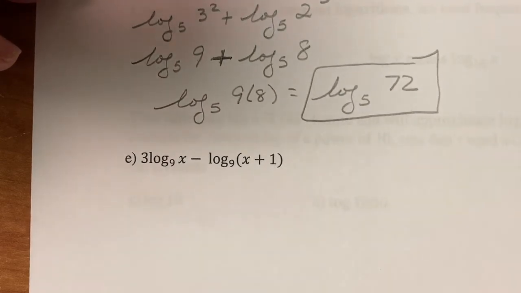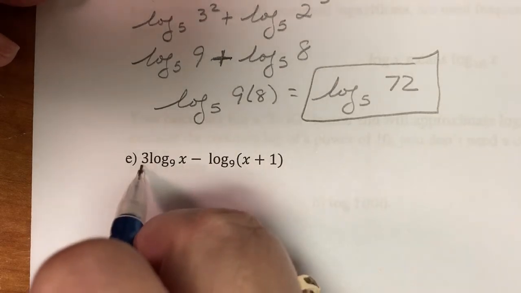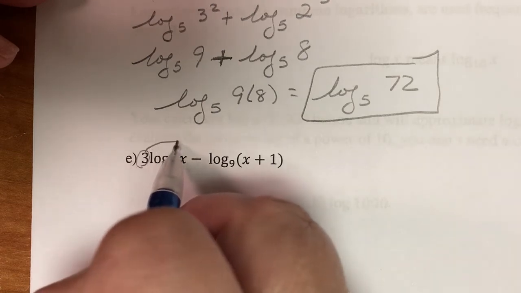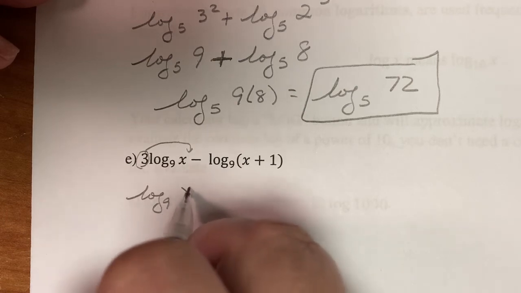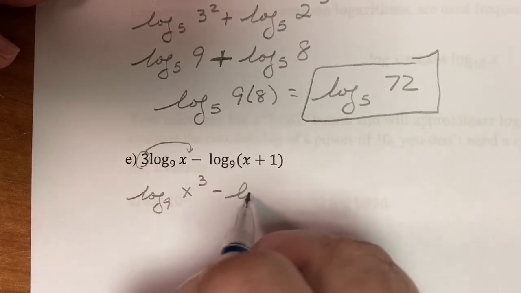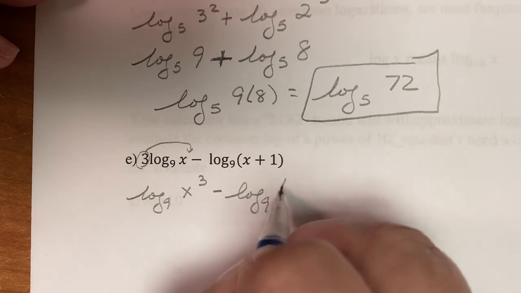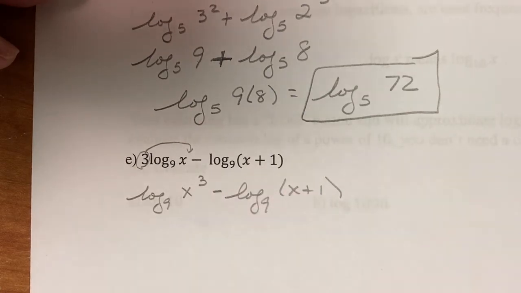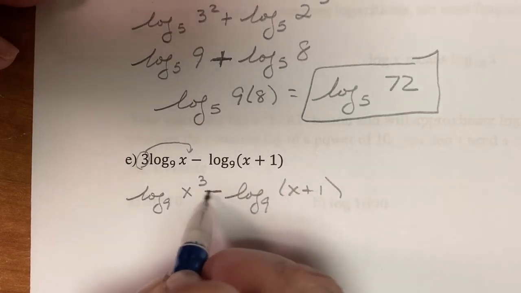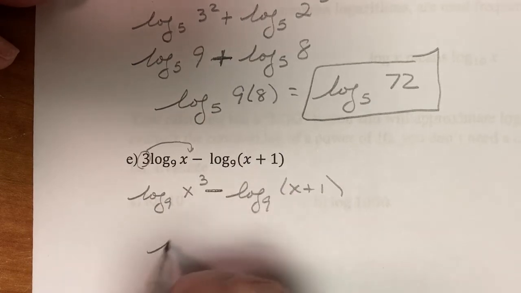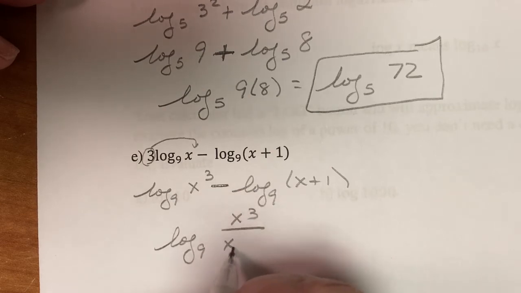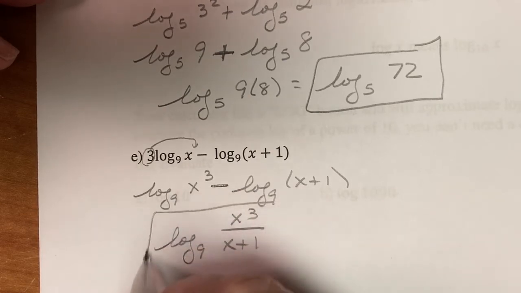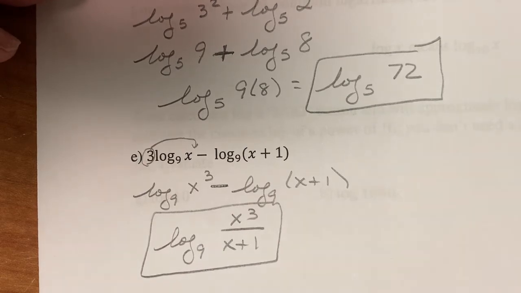Make sure you're correct. Okay, so if you're back, the way I would do this one is I see this number in front, so that's going to be an exponent. So this would be the log base 9 of x cubed minus the log base 9 of x plus 1. Now, since these individual logs are being subtracted, it means originally they were being divided. And there's your final answer for that one.